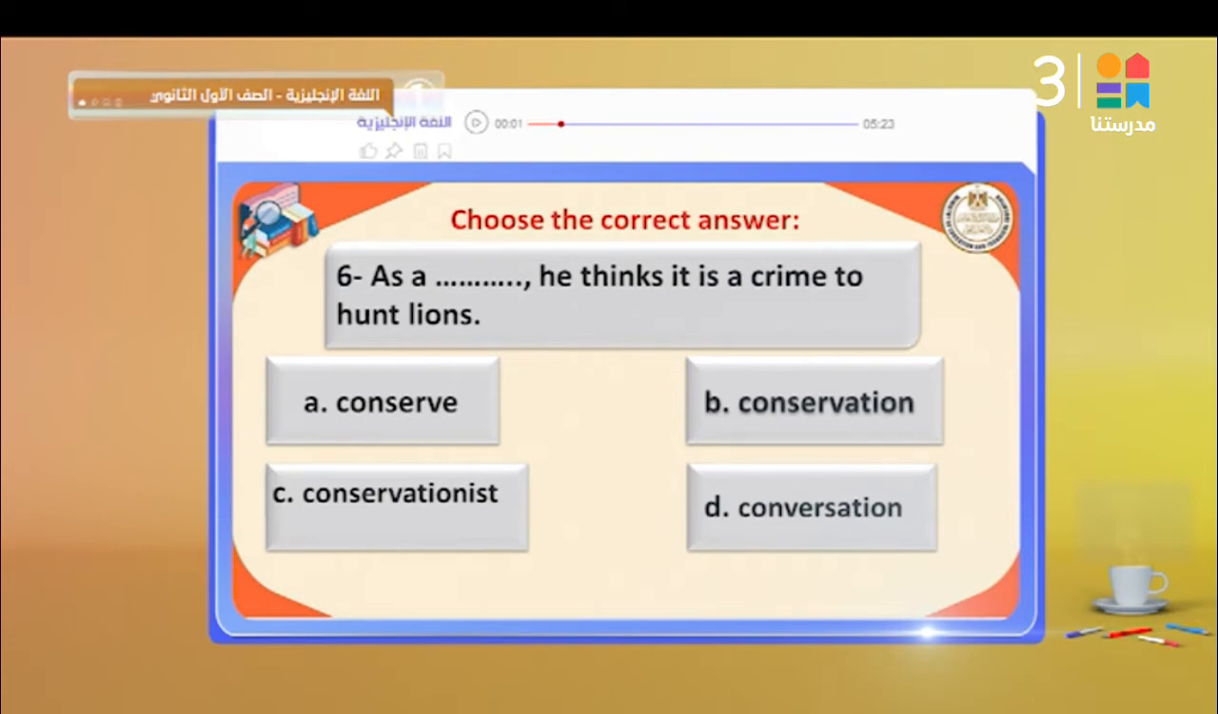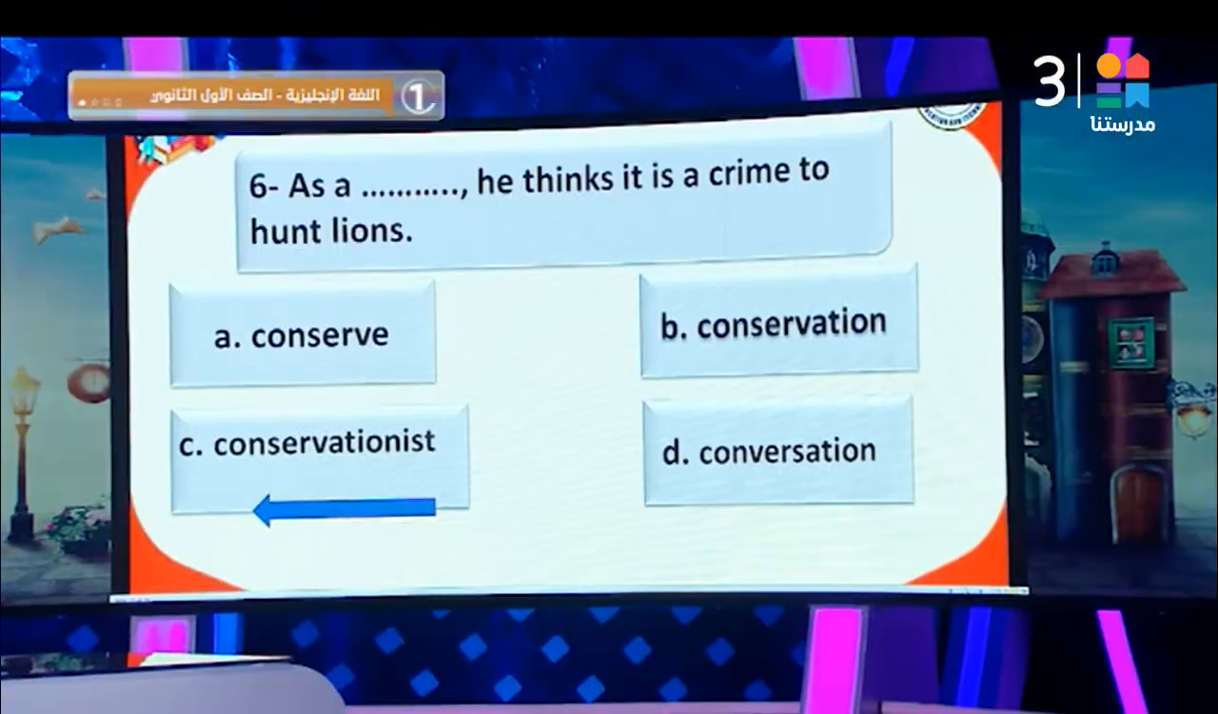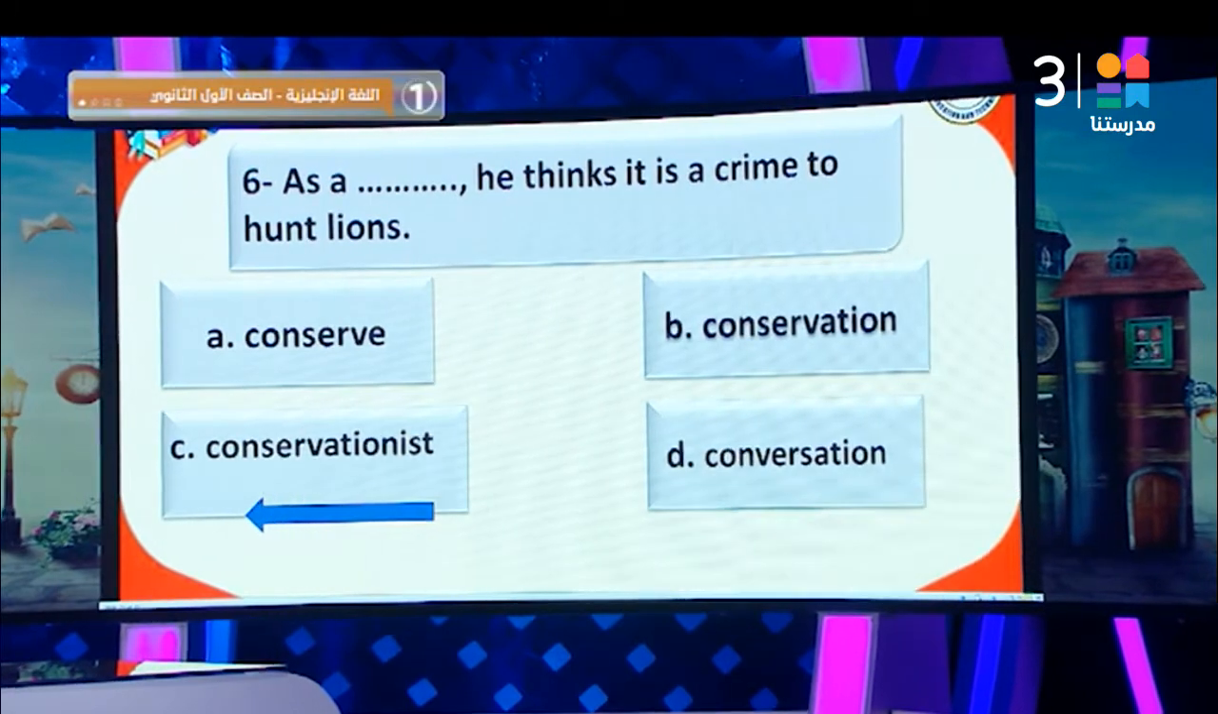Do you remember the word conserve? Conserve means to protect the environment. So the person who works in protecting the environment is called conservationist. So a conservationist is against harming the environment. So he said it's a crime to hunt lions.